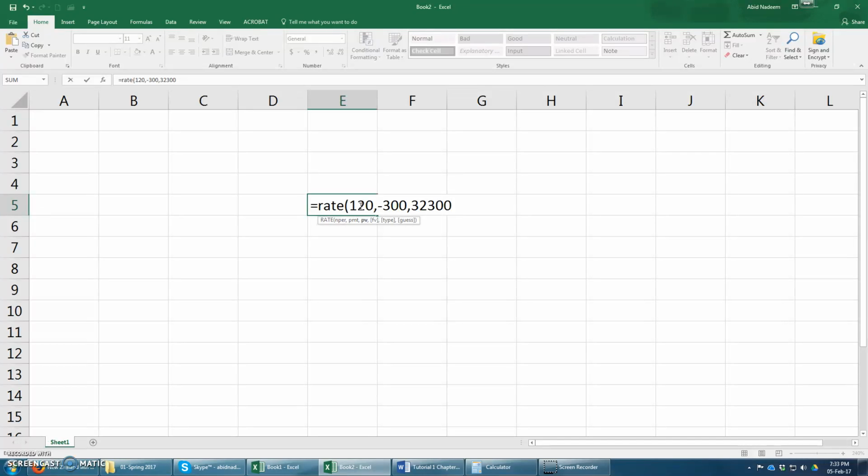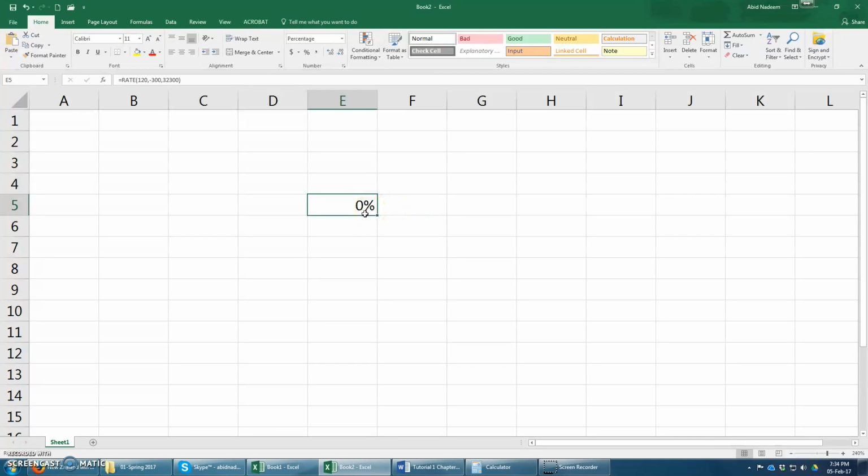Remember that in order for this formula to work, the values of PMT and PV should have opposite signs. So I put the negative sign for 300 because this is what you are paying, and I put a positive value for 32,300. This is what you got. If you put the same sign, positive for both or negative for both, this RATE function in Excel will not work. After inputting these values, just hit the enter button, and you will get a value of 0% over here.